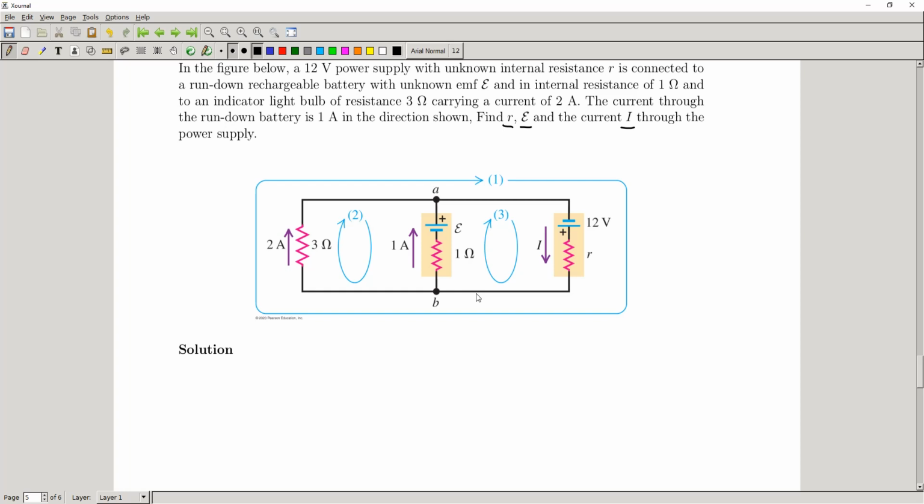Let's use the junction rule at A. And so if we apply the junction rule, what do we have? Well, we have I going out, so we have minus I. And we have plus 1 amp going in, that's this 1 amp here. And we have plus 2 amps going in from the left-hand side branch. And this has to be equal to 0. So what we end up having is minus I plus 1 plus 2 equals 0.